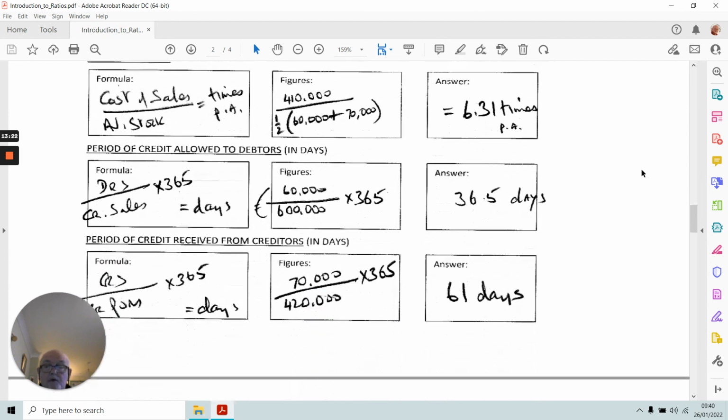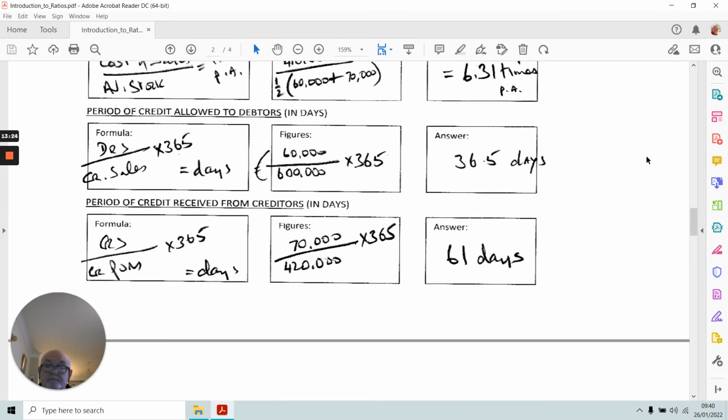And lastly, we're going to look at credit management. On the one hand, how quickly do we get our customers to pay us, or so-called debtors turnover, and then in turn, how quickly do we pay our own suppliers, that's our creditors turnover. So the period of credit allowed to debtors is our debtors divided by credit sales by 365, and that tells us how many days credit we're allowing our customers, or credit customers, or debtors to take.